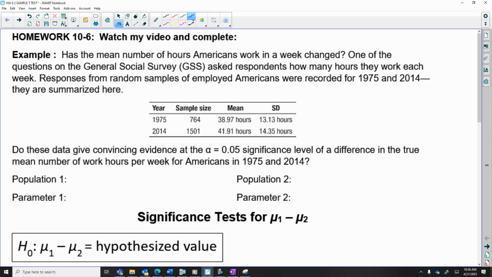Has the mean number of hours that Americans work in a week changed? One of the questions of the general survey asked respondents how many hours they work each week. Responses are shown below. They were recorded from 1975 for employed Americans and 2014. Now these are random samples, so this is sample information, so keep that in mind. These are the sample sizes n, and we are hoping that they represent all employed Americans.